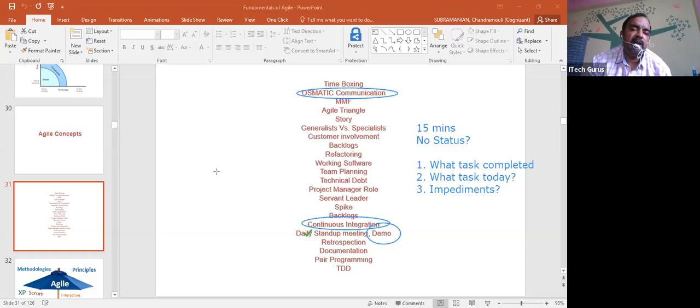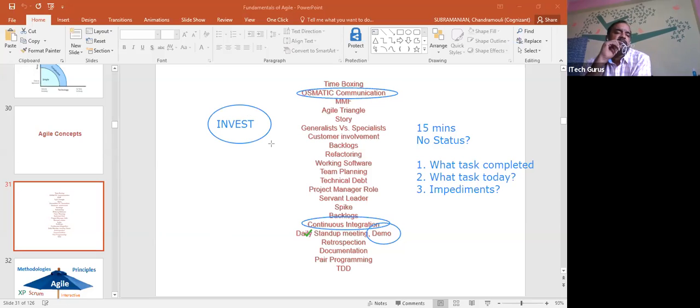So there is something called the INVEST principle of a story. Maybe we will discuss it in the evening, in more detail. I'll just introduce it here. Every story should follow the INVEST principle. In INVEST, I stands for independent, N stands for negotiable, V stands for valuable, E stands for estimatable, S stands for small, and T stands for testable. This is how your story should be defined. Otherwise the demo will not be what you want.